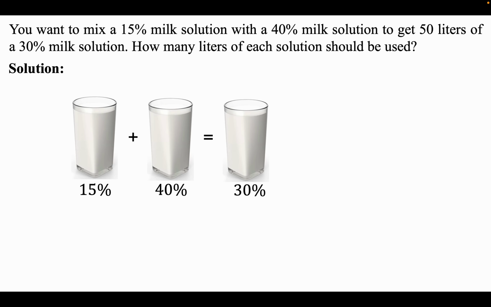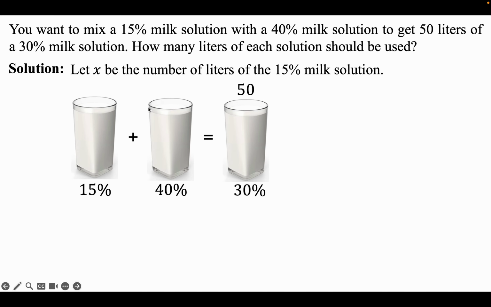In terms of volume, we have 50 liters of a 30% milk solution. That is, the final volume is known, and that happens to be 50 in this case. As for the amount of volume here, we don't know how much we have. So we're going to let X be the number of liters of that 15% milk solution. So that means this would be X. Well, if this is X, this has to be the total, which is 50, minus the amount of volume here. So that would be 50 minus X.